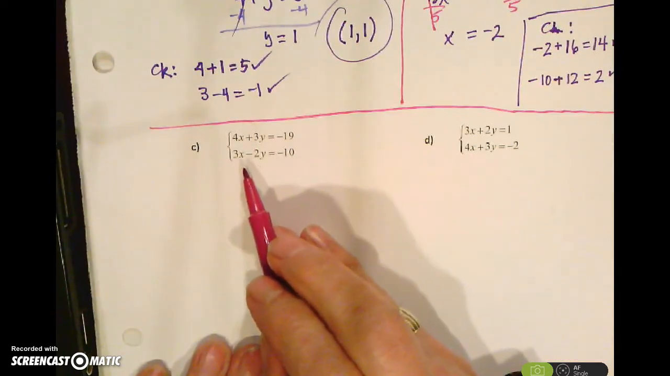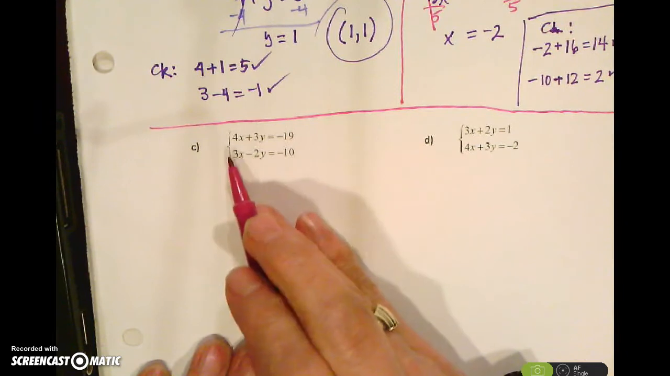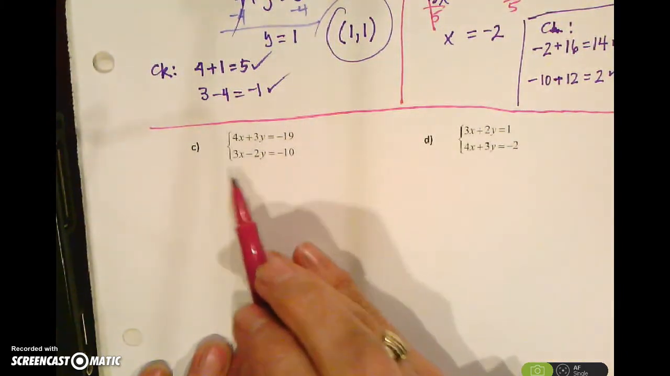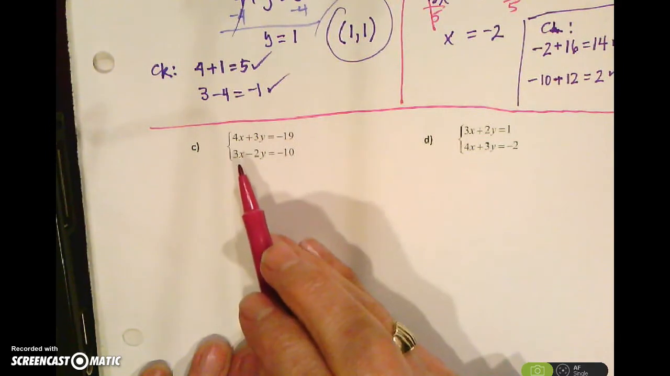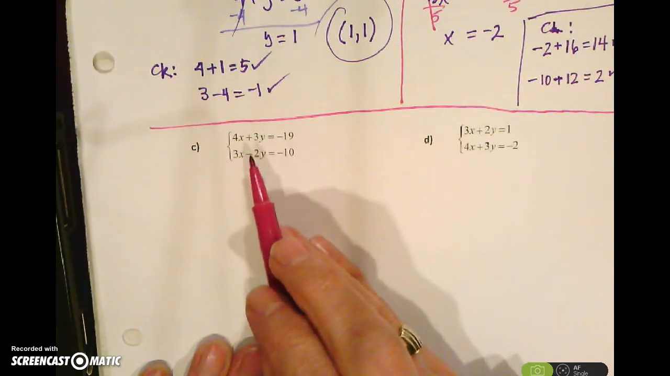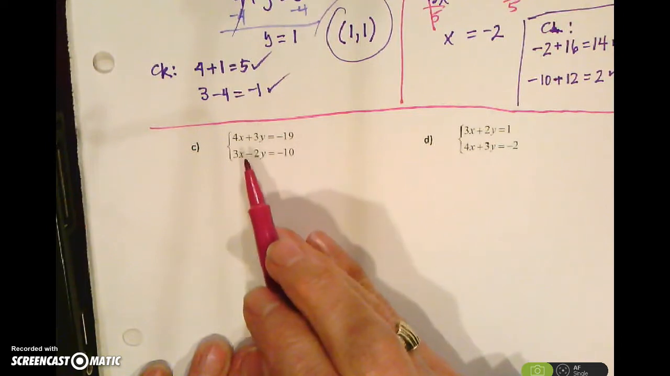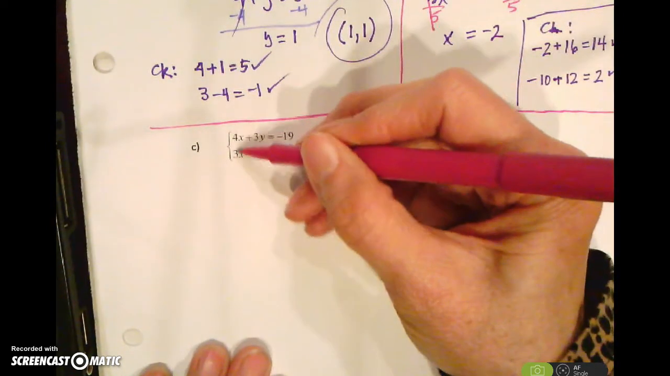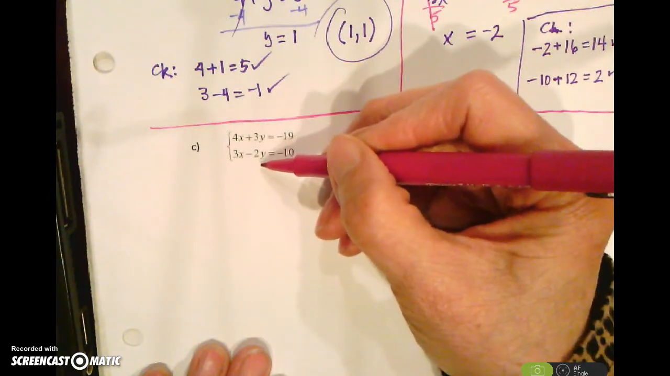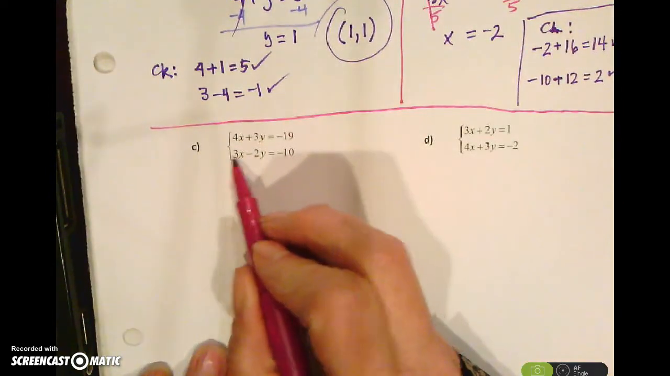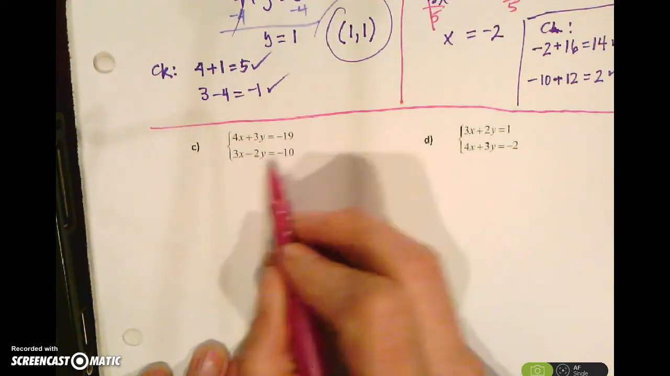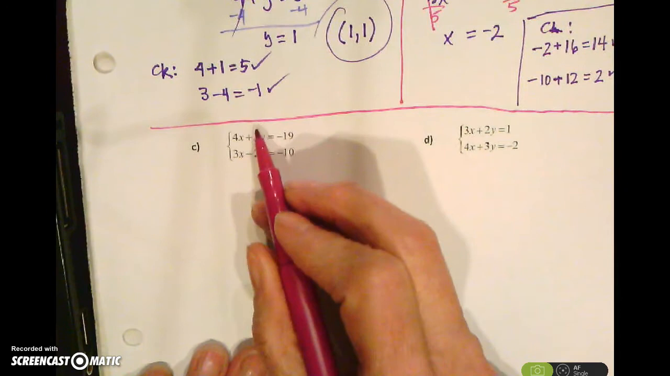Example C is where the elimination method becomes very useful. Any of the others are nice with substitution, but this particular problem is not very nice with substitution. So the elimination method will be the way you want to go. But notice that, again, I can't easily eliminate anything. I also can't easily change a 3 into a 4 or a 2 into a 3. I can't easily change one of these into an opposite.